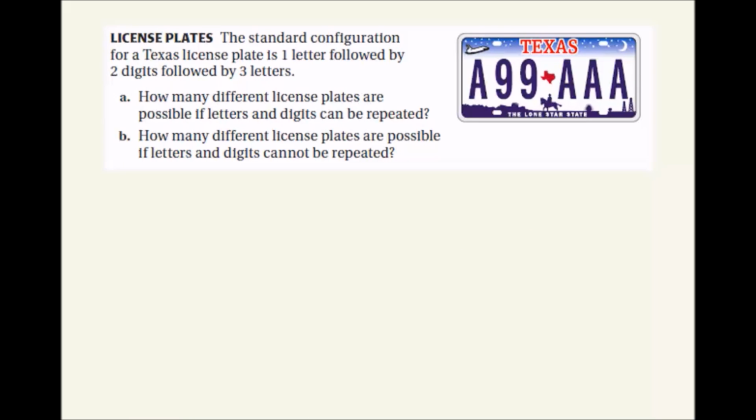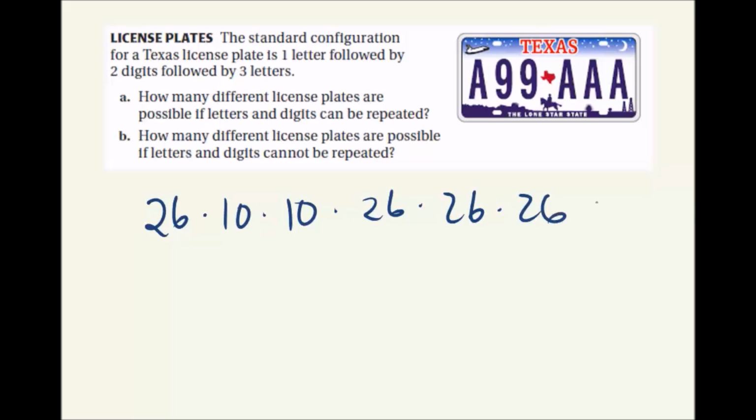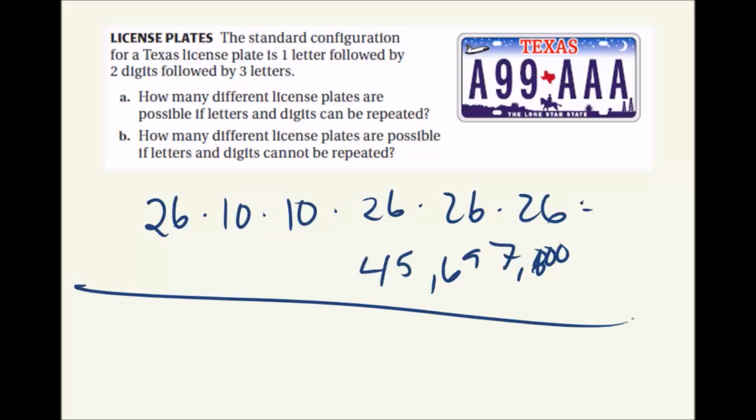This next question makes it a little more difficult. It says, standard configuration for a Texas license plate is 1 letter followed by 2 digits followed by 3 letters. A, how many different license plates are possible if letters and digits can be repeated? So for the first letter, there's 26 choices. For the first digit, there's 10 choices. For the second digit, there's also 10 choices because you can repeat the same number. Then there's 26 times 26 times 26. So all of those together gives you 45,697,600.